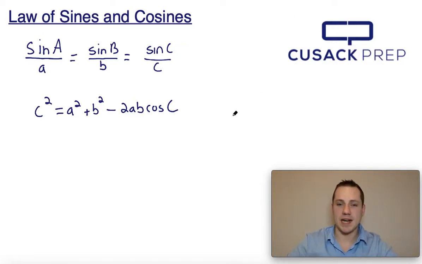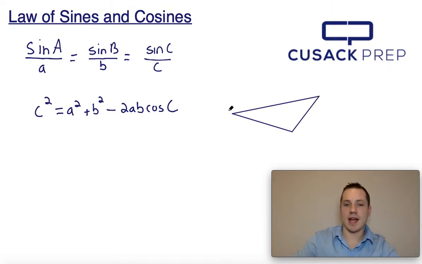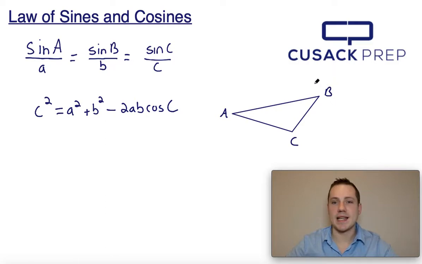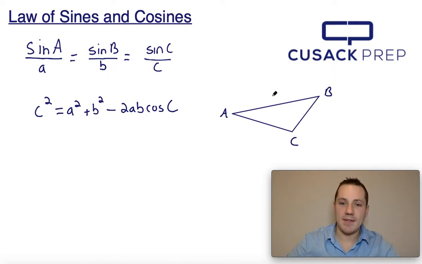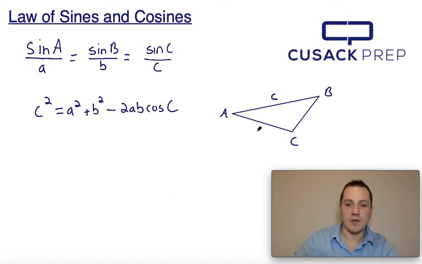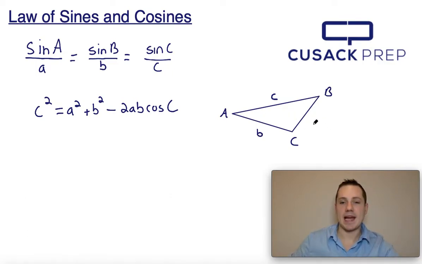In practice, you're going to be given a triangle. So maybe I'll draw a triangle over here, something that looks a little bit like this. With that triangle, you're going to have three corners, which may be labeled capital A, capital B, and capital C, and we're going to say that these three capital letters represent the angles. We also have three side lengths. Opposite angle C is going to be side C, opposite angle B is going to be side B, and opposite angle A is going to be side A.